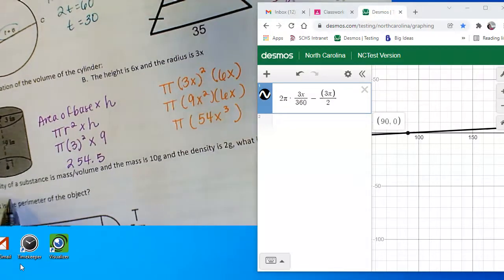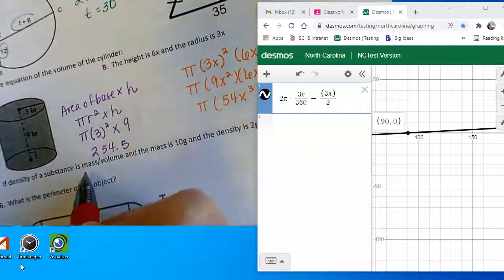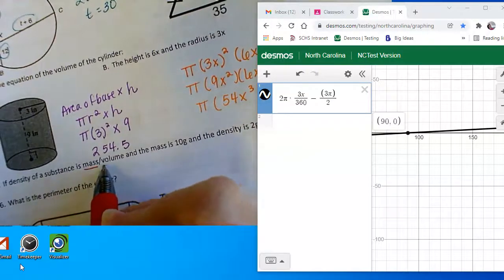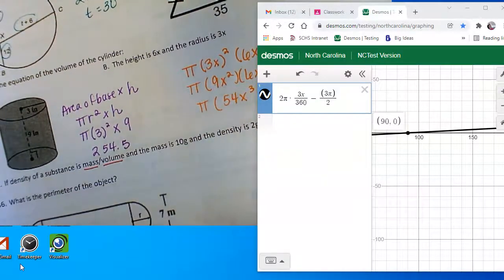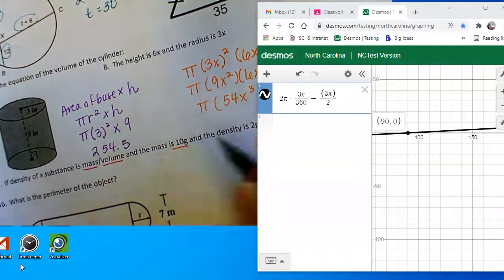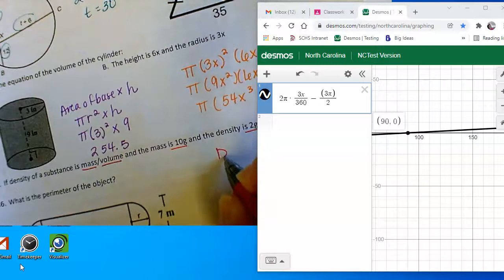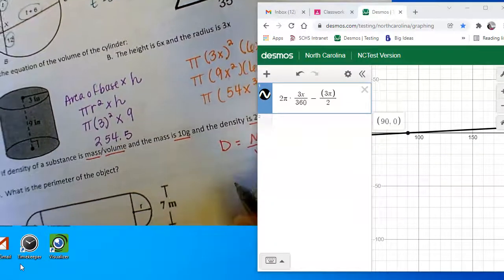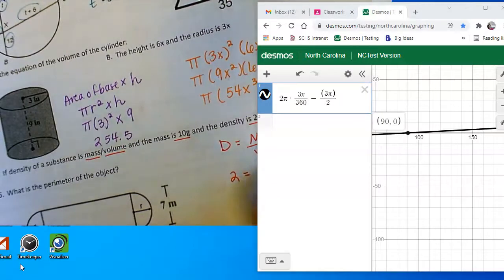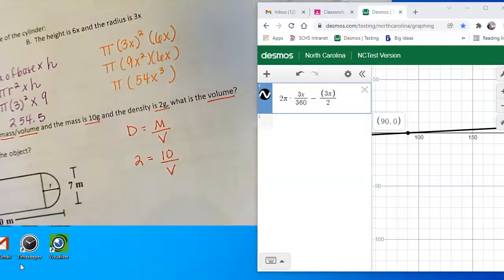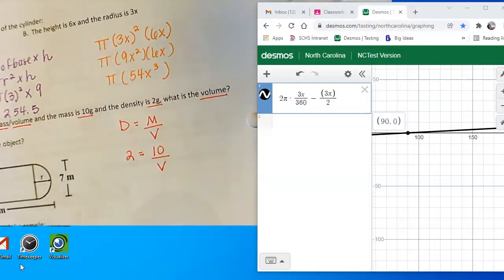Okay, next. The density of a substance is mass divided by volume. We know the mass. We know the density. We're looking for the volume. So density is mass over volume. We know that our density is 2. We know our mass is 10, and we're looking for the volume. So basically we want to solve that equation.